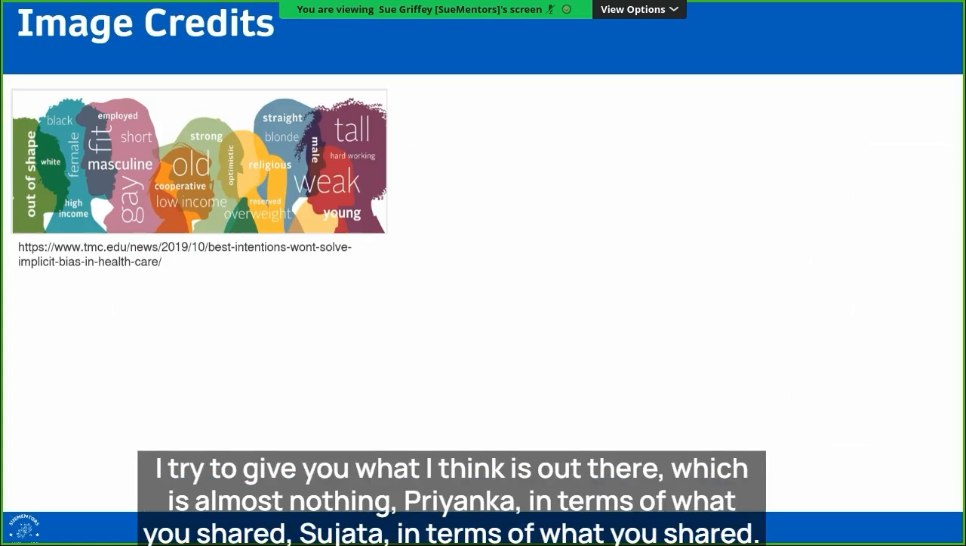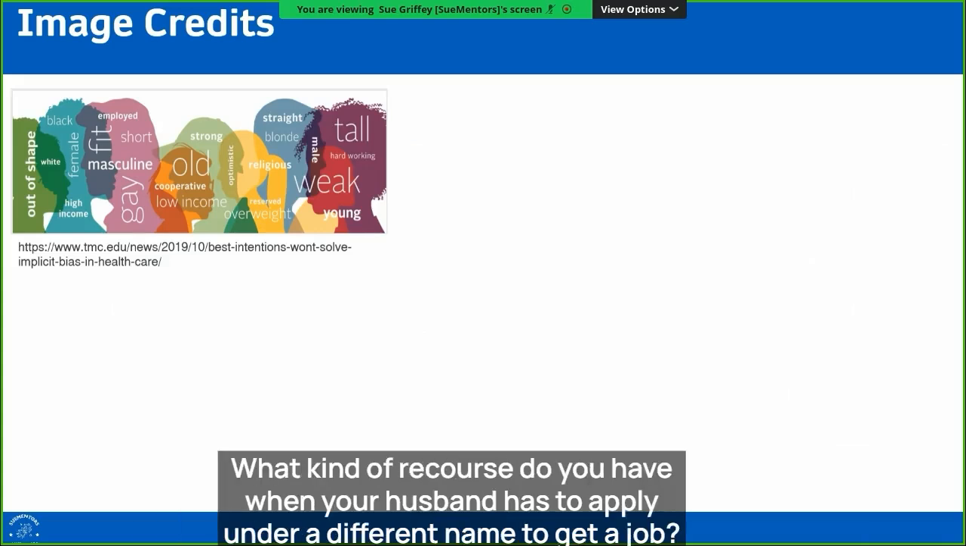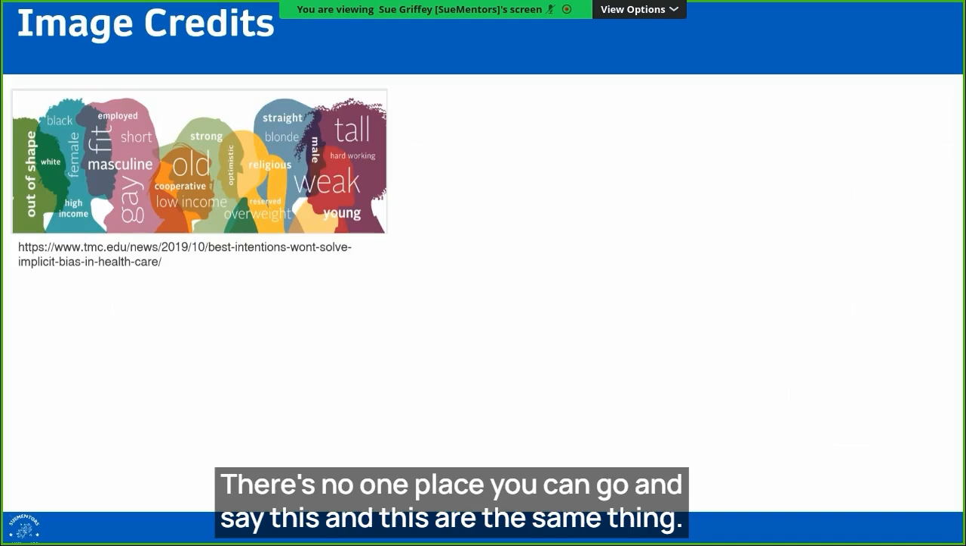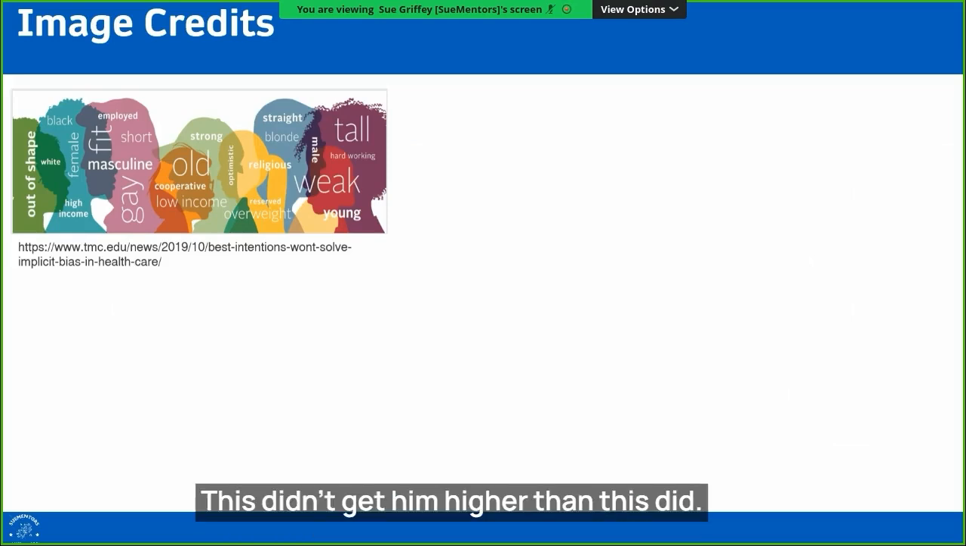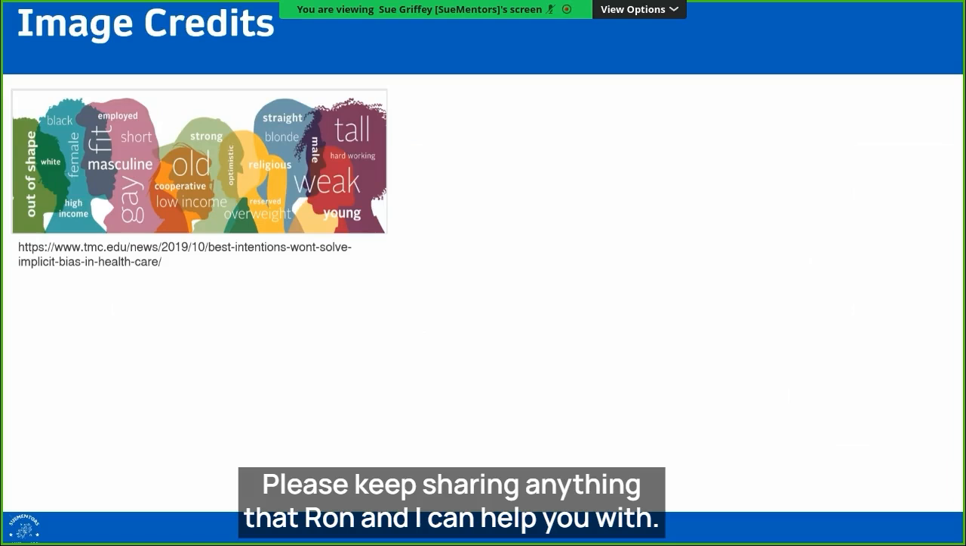I try to give you what I think is out there, which is almost nothing, Priyanka, in terms of what you shared, Sujata. What kind of recourse do you have when your husband has to apply under a different name to get a job? There's no one place you can go and say, this and this are the same thing, and this didn't get him hired and this did. Please keep sharing anything that we're running, and I can help you with it.